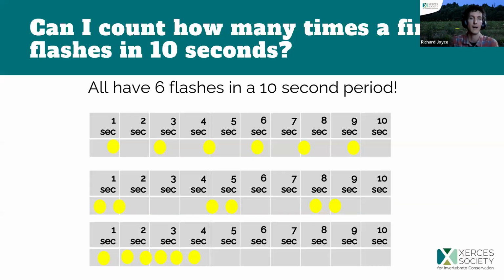I've had some folks try the approach of counting the flashes in a 10-second period, or some time period, and then trying to figure out the flash pattern from that. And these diagrams kind of illustrate the problem with this approach. So you can see there are 3 fireflies with very distinct flash patterns. One's a single flasher, one's a double flasher, and one is probably a multi-pulse flash pattern, and you just haven't seen the next repetition. But they all have 6 flashes within a 10-second period.